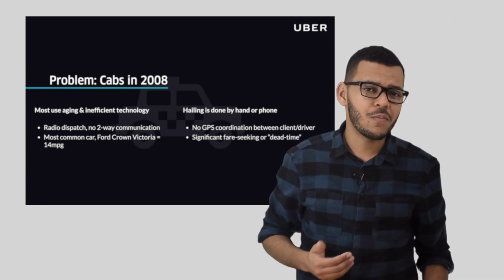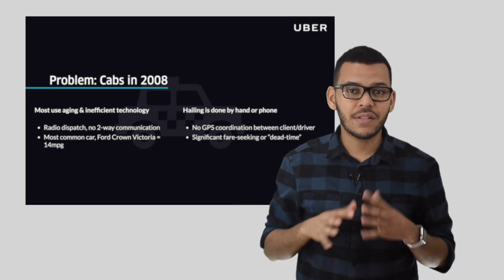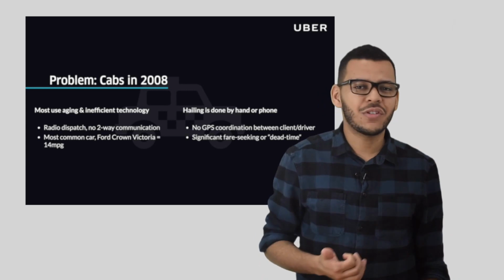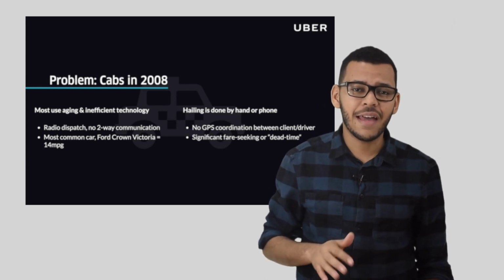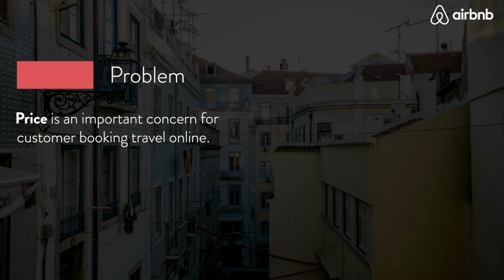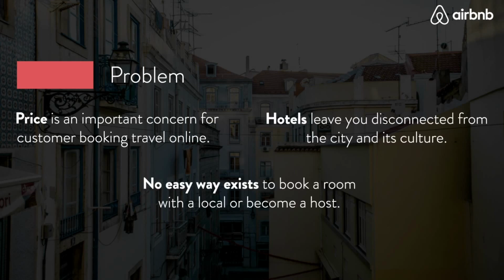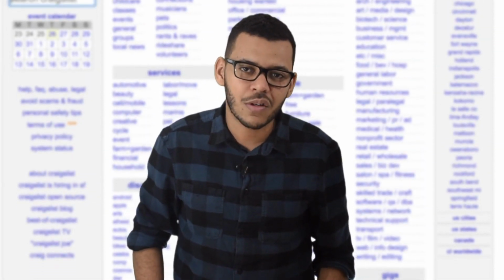The founders of Uber made it very clear. Cabs in 2008 are far from a great user experience. They use aging and inefficient technology, and hailing is done by hand or by actual phone calls. I also love the way Airbnb summarized it in just 3 short sentences. Price is important for travelers, hotels are bubbles, and there's no way to book a room with a local or to host a spare room in your apartment. This was the reality in 2009. All they had was Craigslist and Couchsurfing, and neither of those was a pleasant user experience.